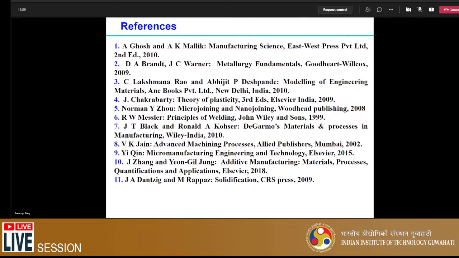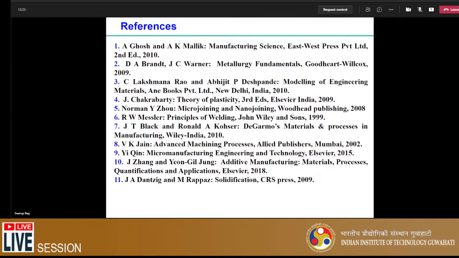And for non-conventional machining processes or advanced machining processes, that book number 8, by VK Jain, is very important, very significant for this particular topic. And even focusing on micro manufacturing technology, or different aspects or fundamentals of micro manufacturing, then reference 9 is important here.